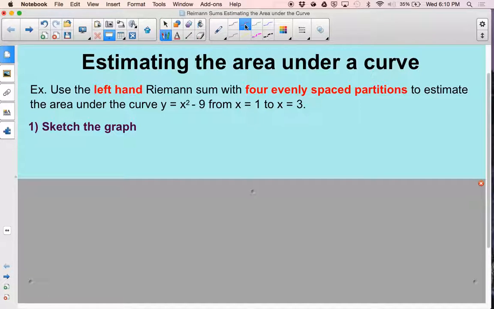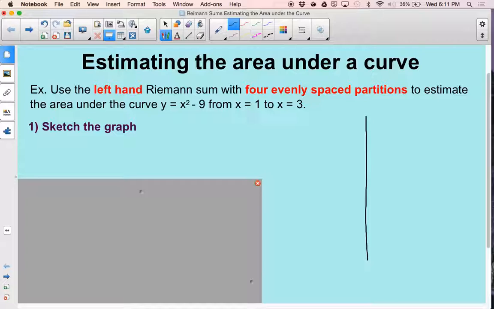Now this function, y equals x squared minus 9, should be familiar to you because in Algebra 2 you're asked to graph with transformations. So you know what x squared looks like, and so x squared minus 9 just shifts the graph down 9 spaces. So y-axis, x-axis, here's negative 9, and now my function's a quadratic, and it looks something like this.